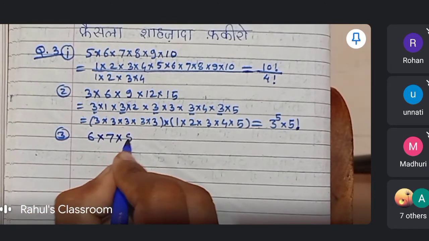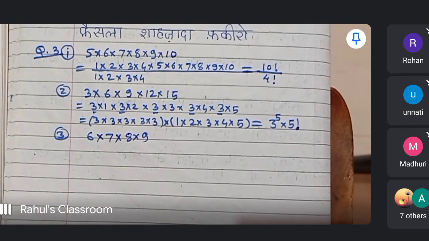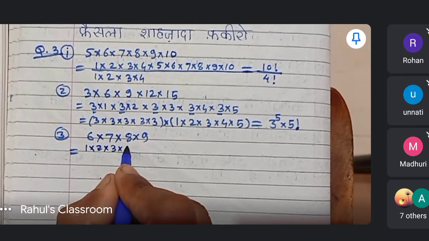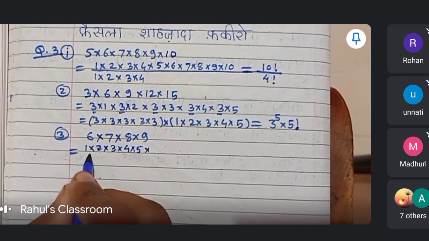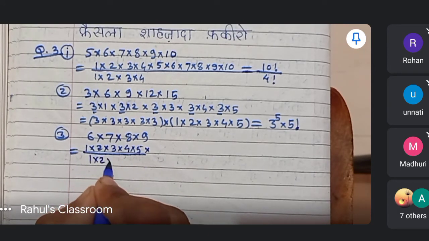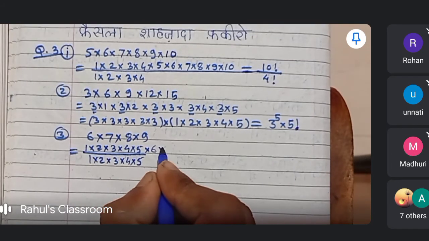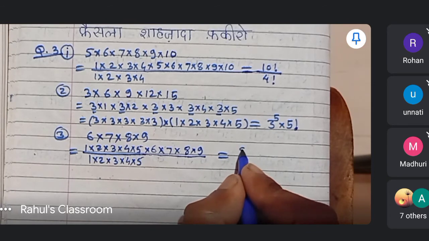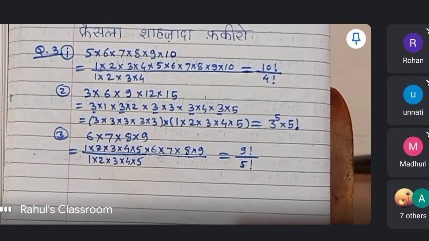6 into 7 into 8 into 9. We have to write this in factorial notation. So it will be written like this: 1 into 2 into 3 into 4 into 5, 1 to 5, multiply and divide. And the given numbers are written as they are in the numerator, into 6 into 7 into 8 into 9. The numerator becomes 9 factorial, 1 to 9, divided by the denominator, 5 factorial.